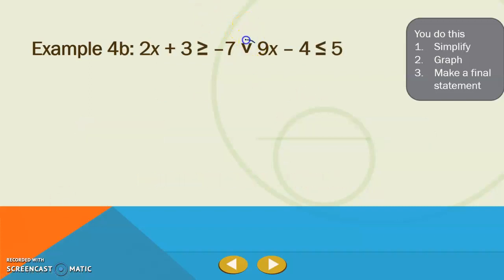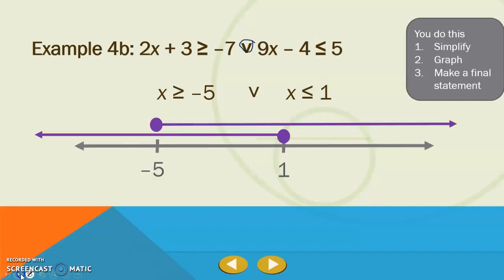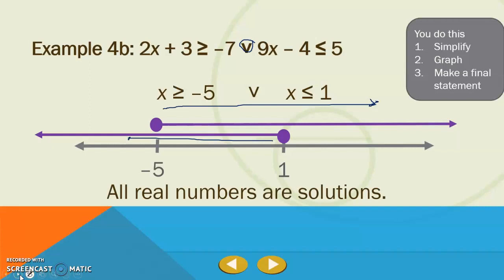This time, we are looking for the union. So all of the parts covered by these two inequalities. When we solve for x, we get x is greater than or equal to -5, or x is less than or equal to 1. When we graph this, we see our top one goes to the right for infinity, and the bottom one, x is less than or equal to 1, goes to the left infinitely. Because they both go on to infinity, both left and right, our solution set is all real numbers.